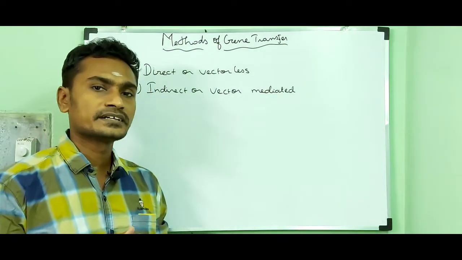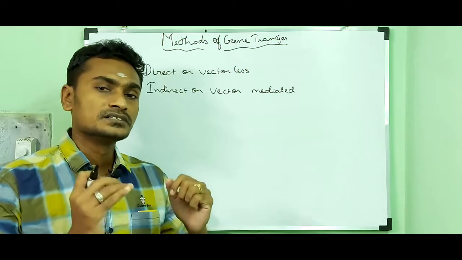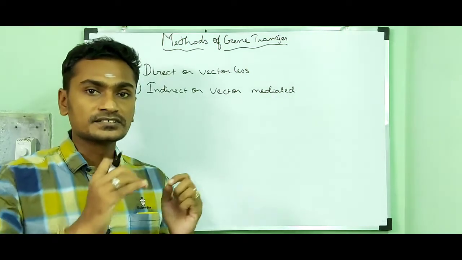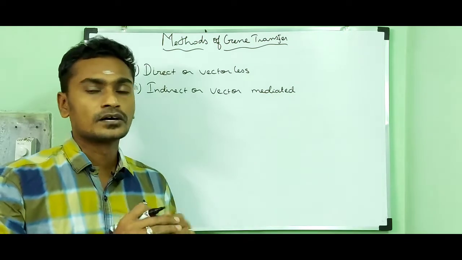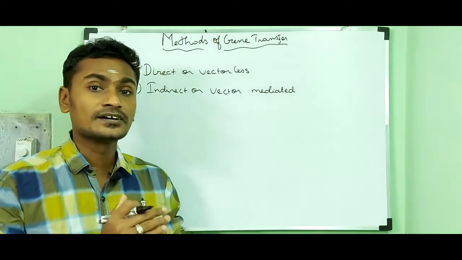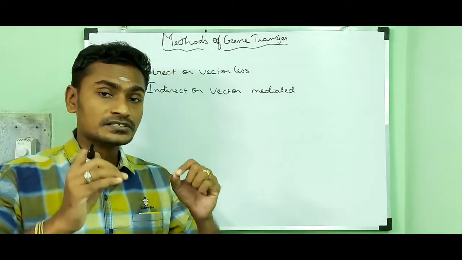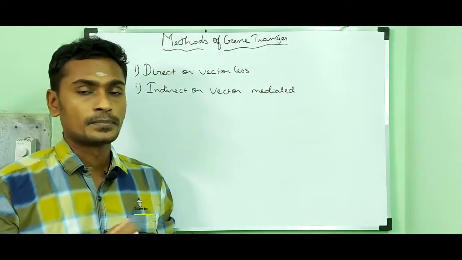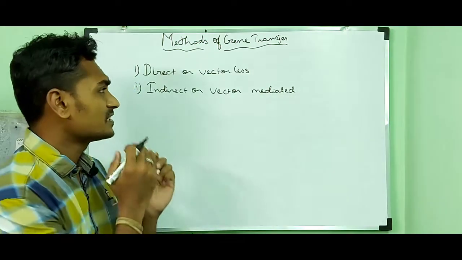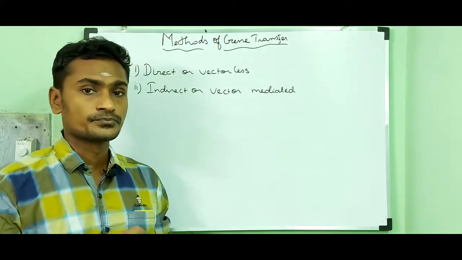The term direct or vectorless gene transfer is used when the DNA molecule is directly introduced into the plant genome. So, direct or vectorless gene transfer relies on the delivery of naked DNA molecule into the plant cell. Most of these techniques are very simple and more effective.